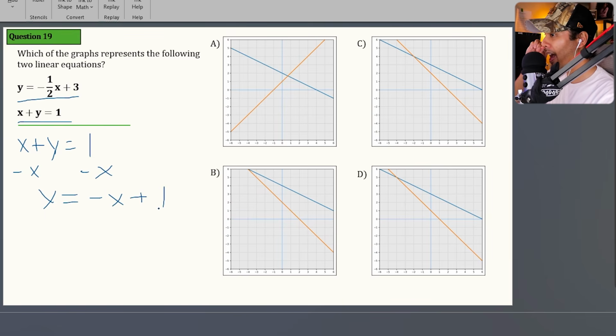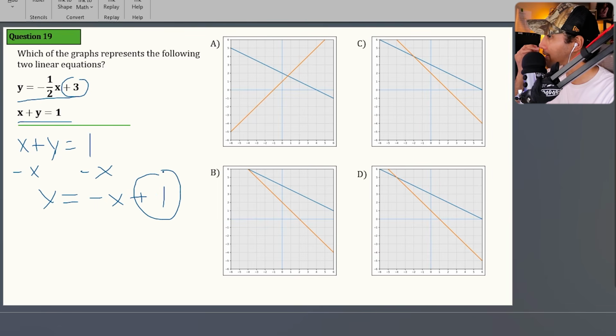All right, so I have a slope of 1 for here, and I have a slope of negative 1/2 x. This is negative 1x, or just negative x. And then I have a y-intercept of 3 and a y-intercept of 1.